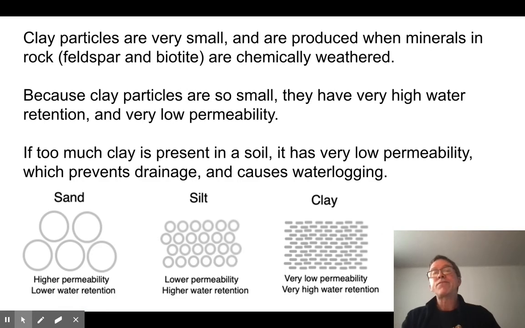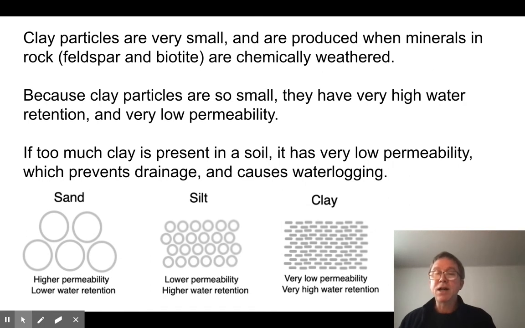Okay, now let's talk about clay particles. Clay particles are very, very small, right? And they tend to be produced not by mechanical weathering, but by chemical weathering. Minerals called feldspar and biotite and muscovite, you don't need to know this, are a fairly significant component of igneous rocks. And when they weather, they turn into this kind of reddish material we call clay minerals, which are super small and kind of flat shaped. So they have a really large surface area to volume ratio.